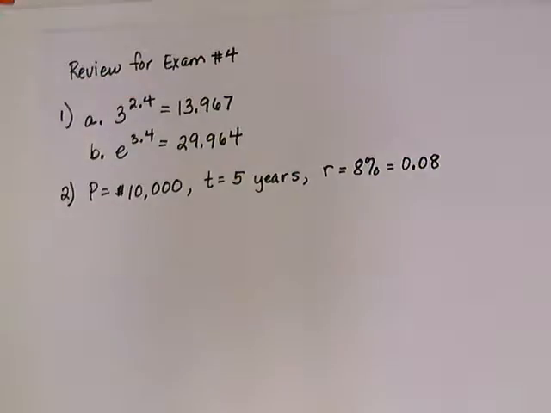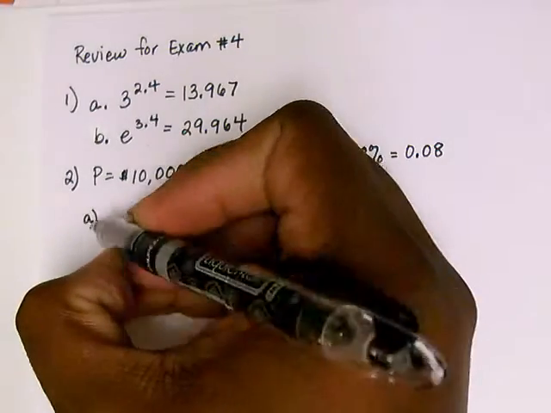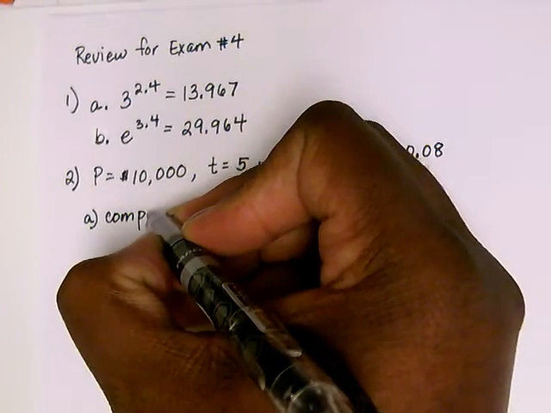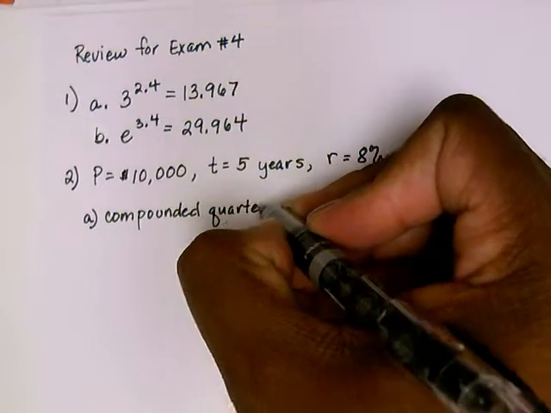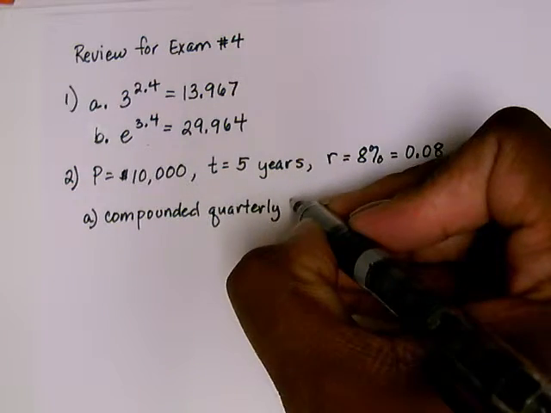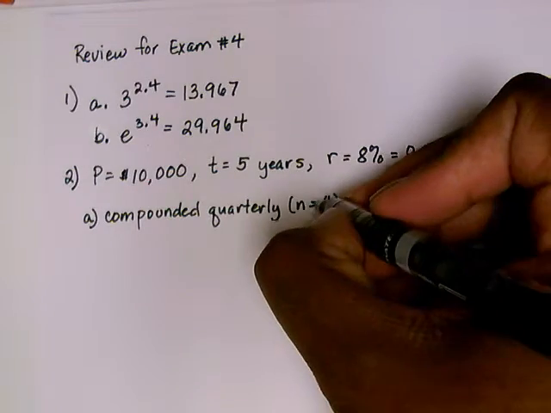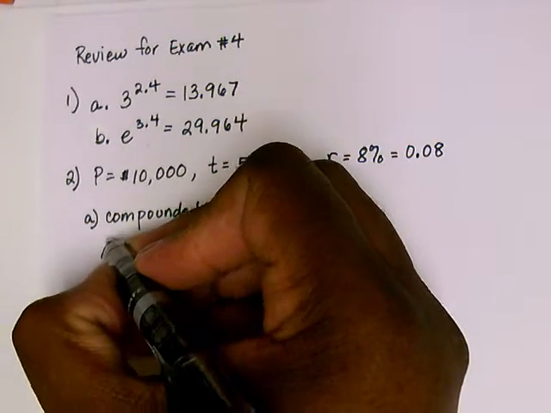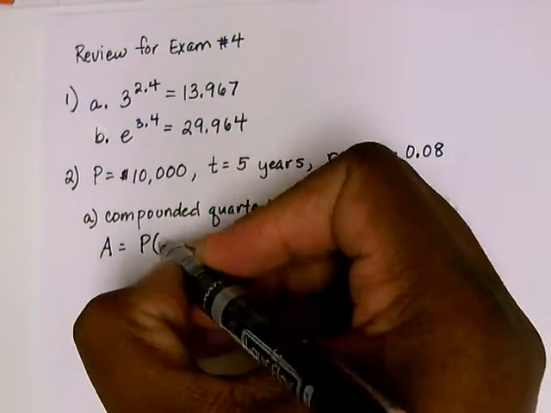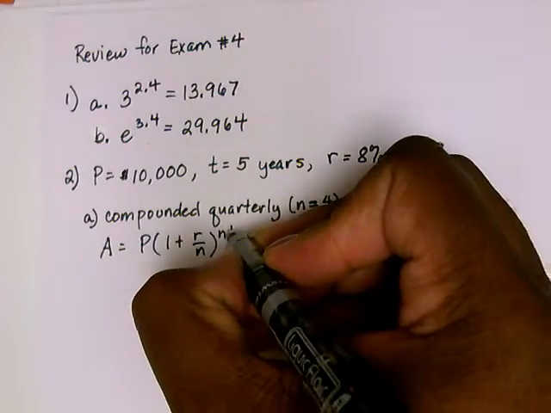Alright, now let's go ahead and use that to answer parts A and B. In part A, you're told that the money is compounded quarterly. If it's compounded quarterly, that means that there are 4 compoundings in a year. So that means your n is going to be equal to 4. And we have to use this formula for quarterly compounding. A is equal to P times 1 plus r divided by n raised to the n times t.